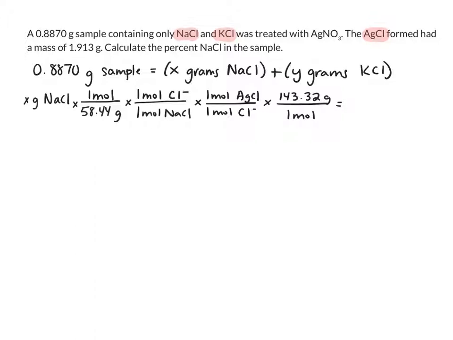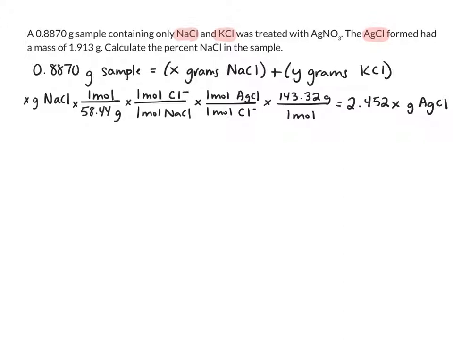Now when I do this stoichiometry, because I started with a variable, that same variable is going to stay with me at the end. So if I did 143.32 divided by 58.44, it gives me 2.452, remember it's times X, right? And that is grams of AgCl. Right, that is what I get from the sodium chloride.